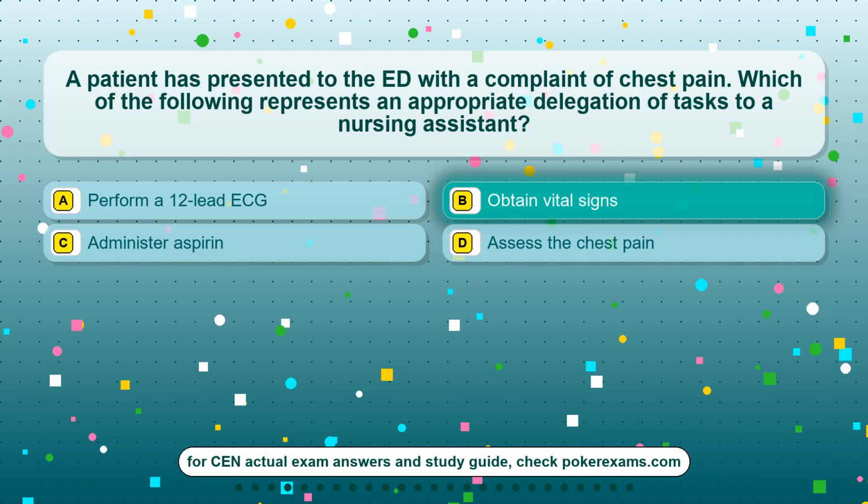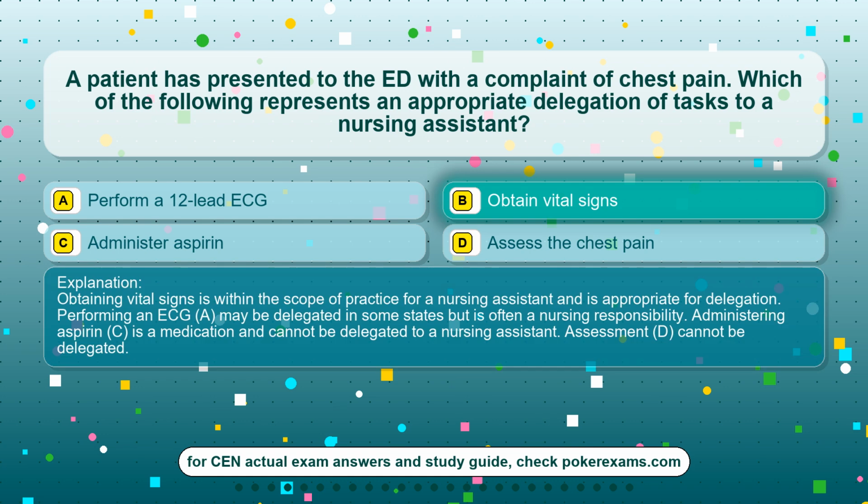The correct answer is option B. Obtain vital signs. Obtaining vital signs is within the scope of practice for a nursing assistant and is appropriate for delegation. Performing an ECG, A, may be delegated in some states but is often a nursing responsibility. Administering aspirin, C, is a medication and cannot be delegated to a nursing assistant. Assessment, D, cannot be delegated.